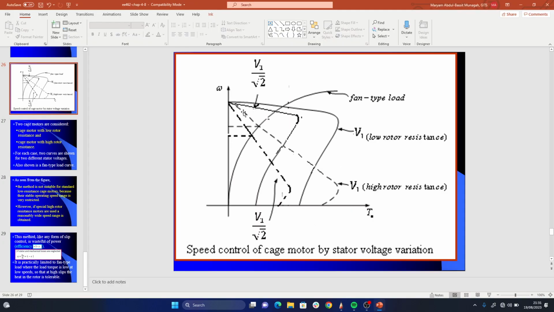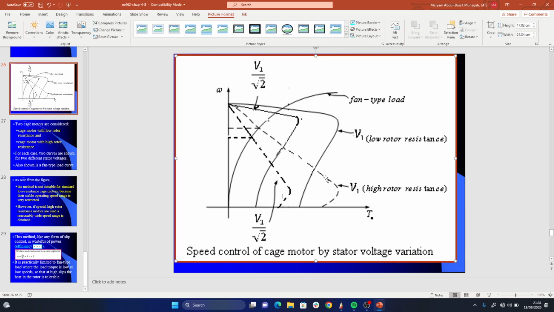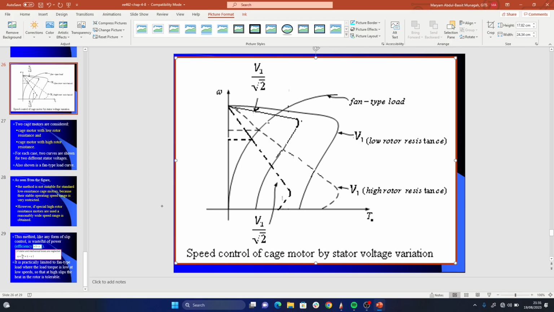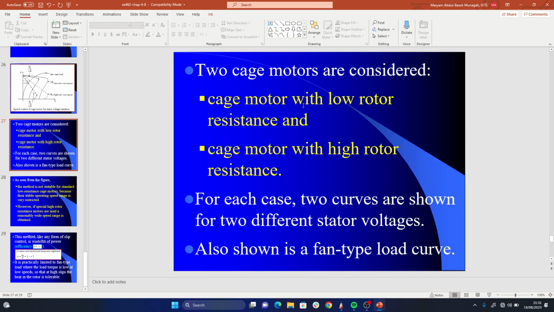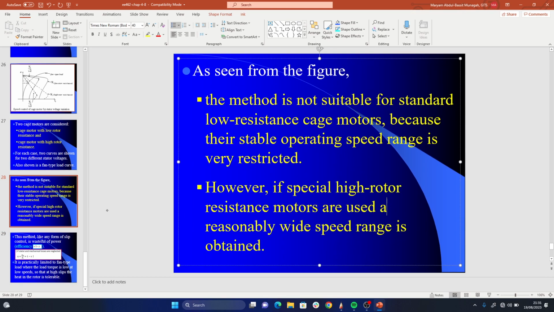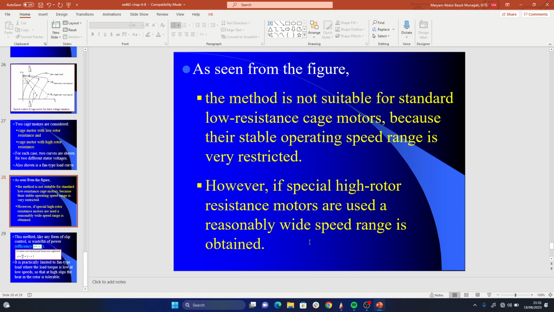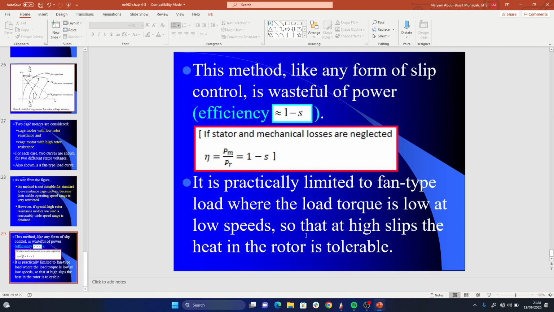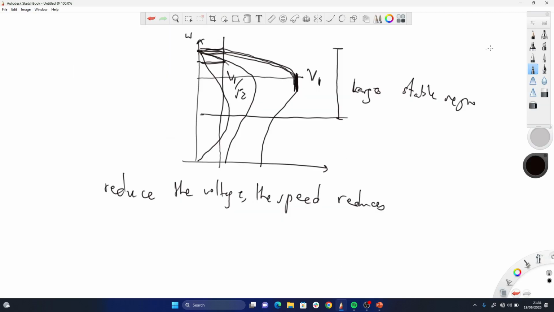So I'm just showing us that if I use a high rotor resistance motor, I have a large stable region. If special high rotor resistors are used, a reasonably wide speed range is obtained. Now, a very important relation to know before we move on is this. Let me show you something here.